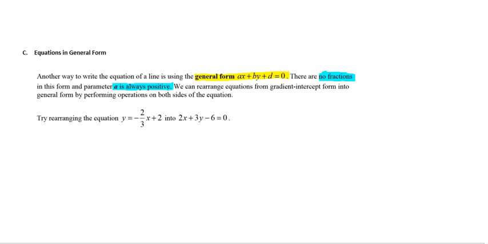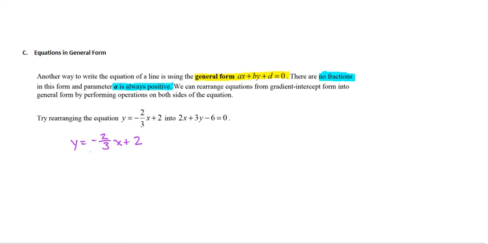So we can do some simple algebra to rearrange a slope-intercept equation into general form. If we look at the question given here, we're starting with y equals -2/3 x plus 2. Eventually you have to get all the terms on the left side, so you have 0 on the right side, and you have to eliminate fractions. So I'm going to start by eliminating the fractions.